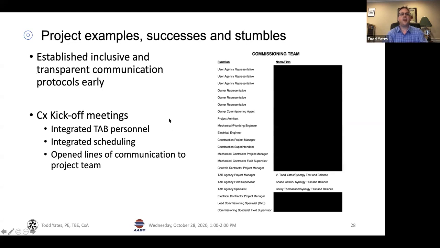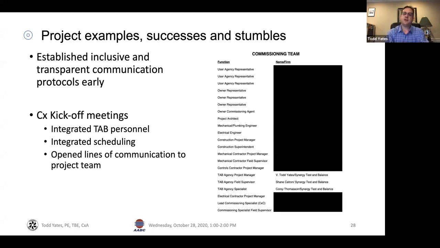So let's look at some specific project examples from these two projects, and talk about how we applied some of these concepts that I've gone over here. We started early in both of these projects and established inclusive and transparent communication protocols early. We attended the commissioning kickoff meeting, and you can see a shot of that here on the side.